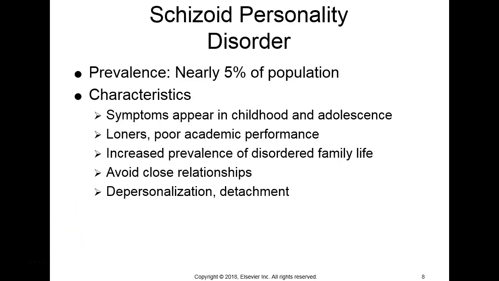Schizoid personality disorder, so that's nearly 5% of the population, and again, the symptoms can appear in childhood and adolescence. So sometimes these kids are loners, they don't have any friends, they're not hanging around with people, they may even get teased because of some of their behaviors, or just oddness, or lack of engaging with the other kids. They're not doing very well in school. And you have the increased prevalence if you have a really disordered, disruptive type of family life.